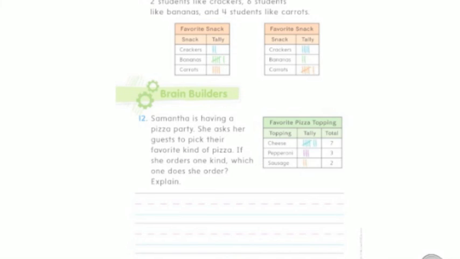And number 12 says Samantha is having a pizza party. She asks her guests to pick their favorite kind of pizza. If she orders one kind, which one does she order? Explain. So you are going to use that tally chart with the green heading, and you are going to figure out what kind of pizza Samantha would order, and then explain how you know that.